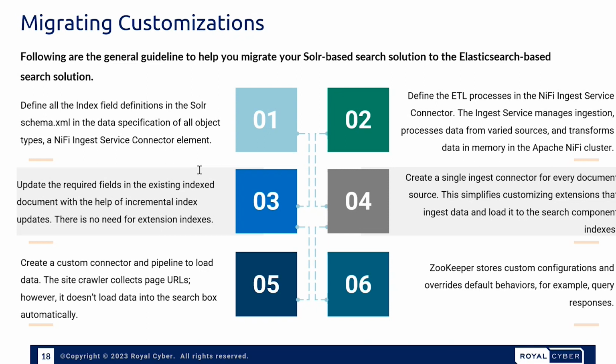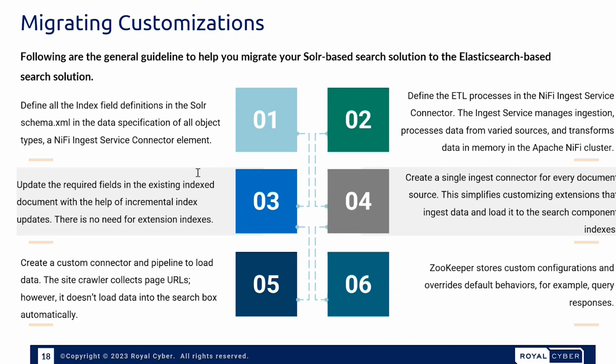Create a custom connector pipeline to load data. The site crawler collects page URLs, however, it doesn't load data into search automatically. With HCL Commerce 9.1, the site crawler can continue to be used to gather the URLs of the pages, but it will not automatically load the data into the search index. However, a custom connector and pipeline can be created to load the data.